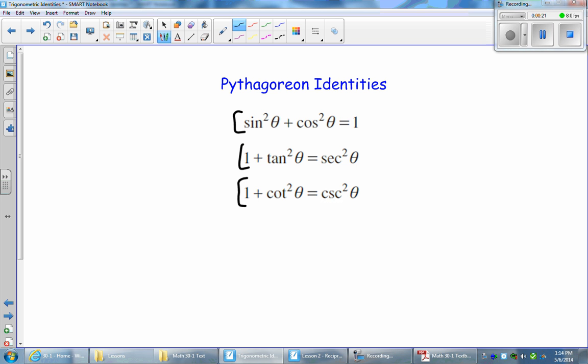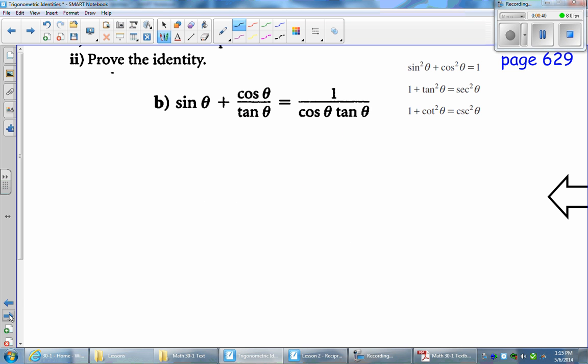I do want to explain though why they're called Pythagorean identities, because each one does follow a pattern you might have seen before, which is called the Pythagorean theorem. Each of them follows that same type of pattern. It's definitely evident in the first one. So using these three identities, I'm going to go ahead and prove the first one here.